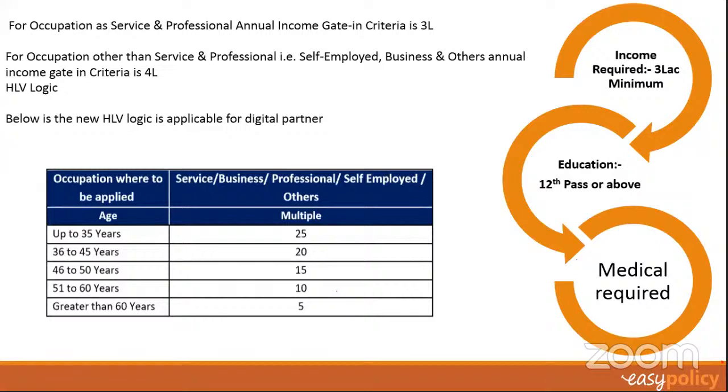Because PNB gives 20 times for 36 to 45, as we have discussed earlier, most of the companies give 20 times for 36 to 40, and for 41 to 45, they are giving 15 only. So if the customer is, let's suppose, 41 to 45 and wants a bigger sum assured, we can go for PNB MetLife.